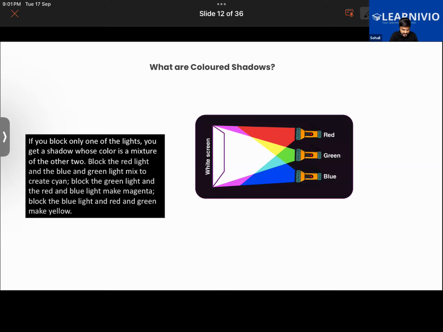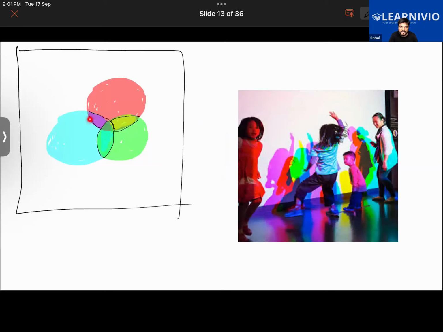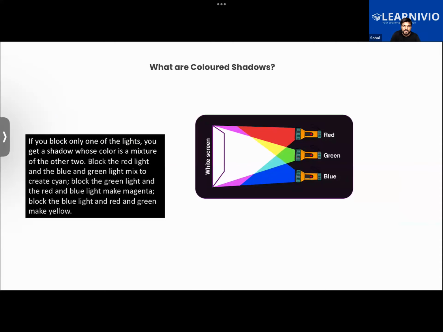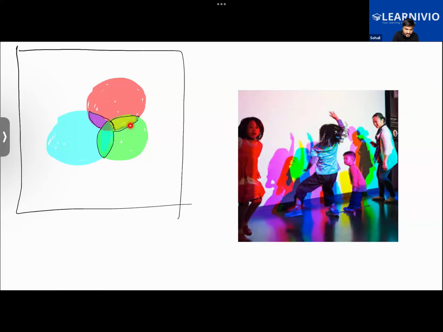Okay. This is basically explaining what we have discussed moments ago. When you block the red and the blue light, you get this color. When you block the green and the red light, you get the yellow color. Getting it now? Yes. And sir, if you block the green and the blue light, you'll get the cyan color. Exactly. Okay? So when you block the red and green, there you are getting the yellow color.